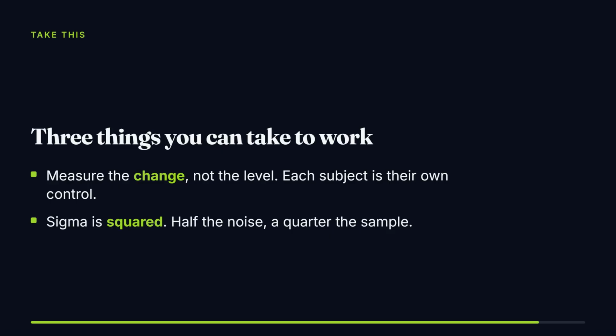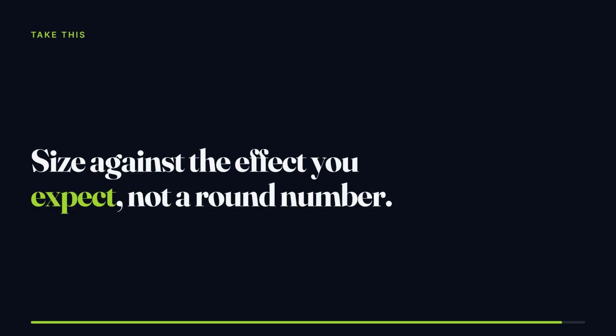Three things you can take to work. 1, if you have a before period, measure the change, not the level. Each subject becomes their own control. 2, sigma and delta are both squared. Halve the noise and you quarter the sample. Halve the effect you are chasing and you quadruple it. 3, size the test against the effect you actually expect, not against a round percentage. A power calculation with no prior estimate is arithmetic, not design.